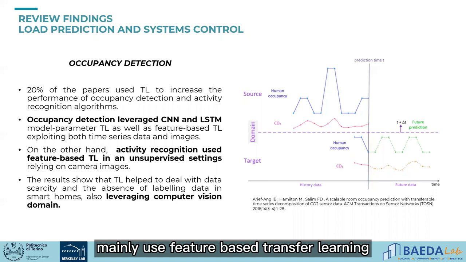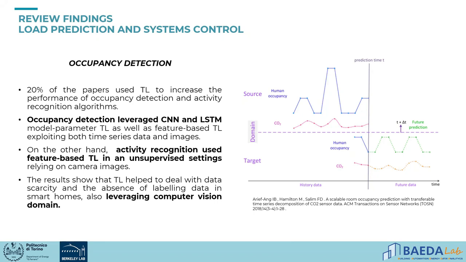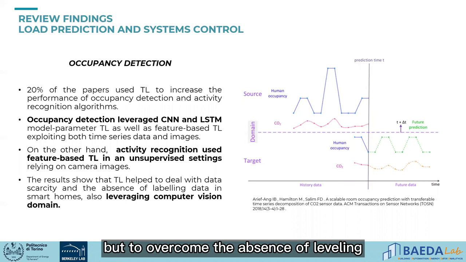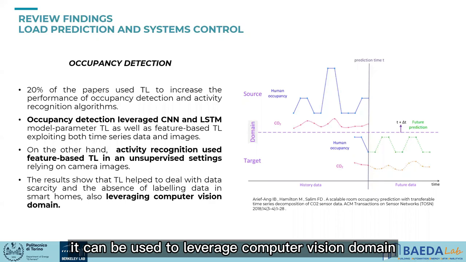That is the second most used transfer learning technique in an unsupervised setting because it can rely on camera images that are not labeled. The results show that in this case, the main advantage of using transfer learning is not just to increase the performance or to overcome data unavailability, but to overcome the absence of labeled data. And also it can be used to leverage the computer vision domain.